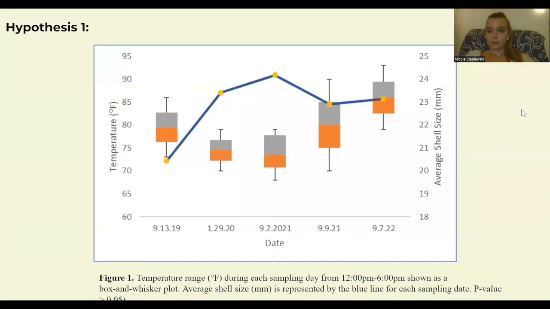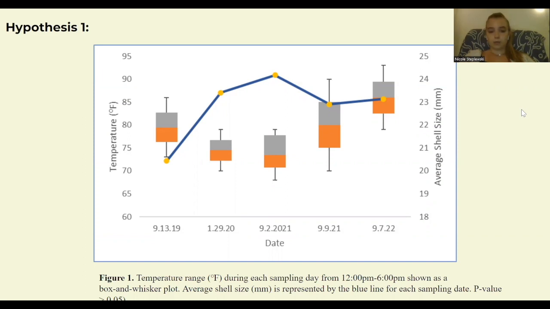So now I'm going to be taking you through some of our results. Our first graph here is figure 1, showing the relationship between temperature and average shell size for each of our sampling days. On our x-axis, we have all of our sampling dates. On the left y-axis, we have temperature in degrees Fahrenheit, and that's represented by the box and whisker plot.